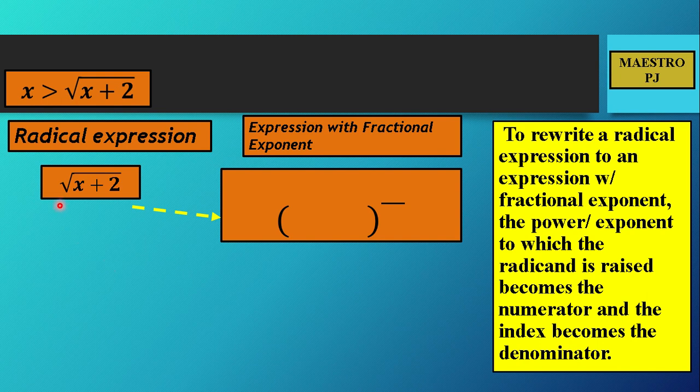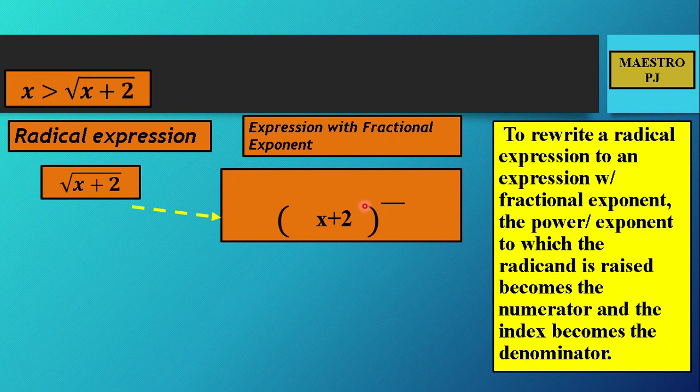Itong radical expression ay hindi po natin kino-consider na polynomial kasi po pwede po siyang masulat as an expression na mayroong fractional exponent. Paano po gawin yon? Itong radicand po natin na x plus 2, radicand po ang tawag dyan sa expression na nasa ilalim or nasa loob ng radical symbol. So kapag sinulat po natin yan as an expression with fractional exponent, magiging base po natin yan.